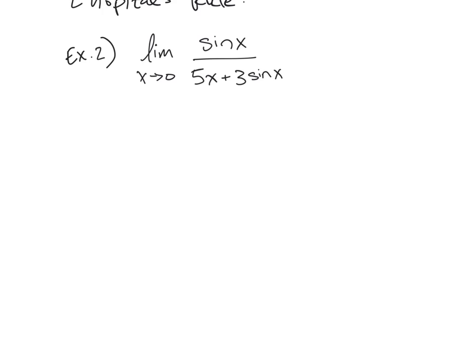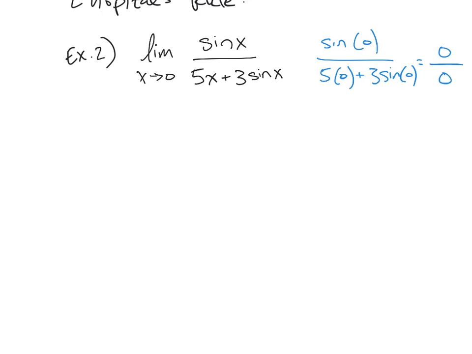All right, here's another example of L'Hopital's rule. If I were to want to evaluate this limit, I would start with direct substitution, and I would find that sine of 0 over 5 times 0 plus 3 sine of 0 is going to give me 0 over 0. So indeterminate form, that would tell me, hey, go to L'Hopital's rule.